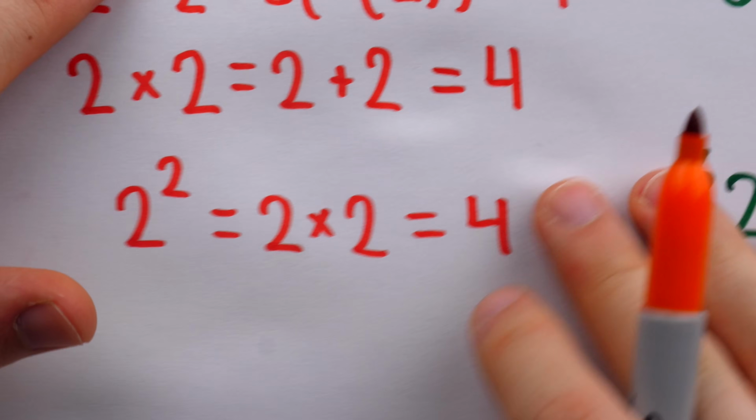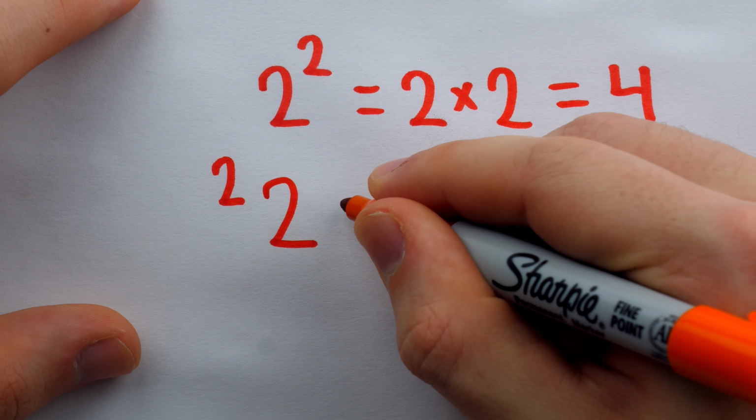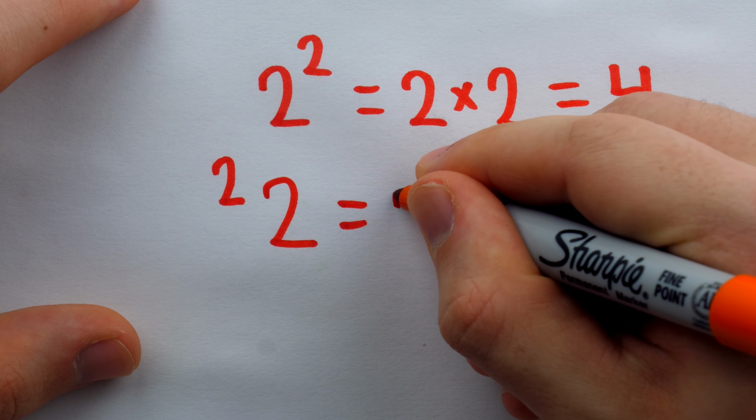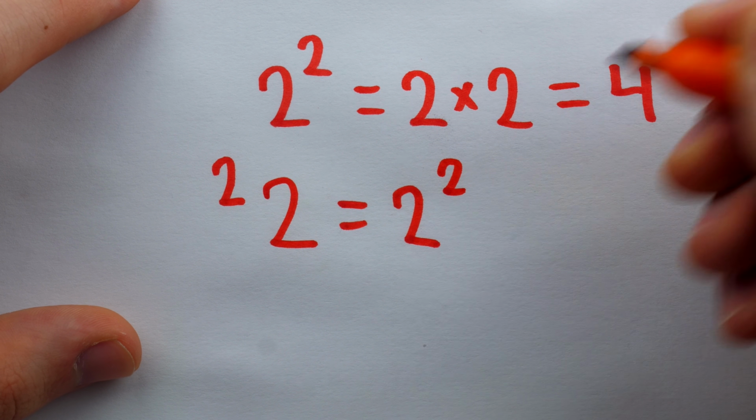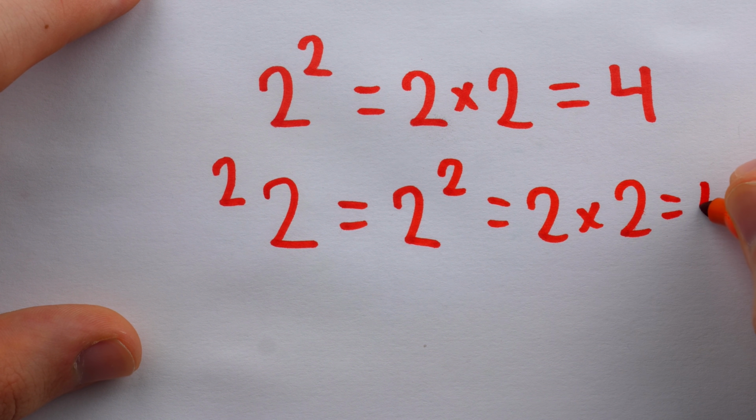Now, of course, the second tetration of 2, well, what would that be? Well, it's just repeated exponentiation. It tells us we should have 2 2's, and well, 2 to the 2 is just 2 times 2, which of course is just 2 plus 2, it's 4.